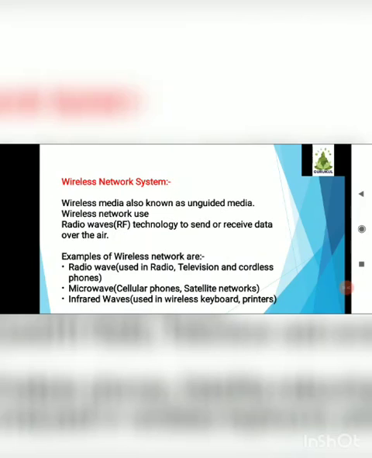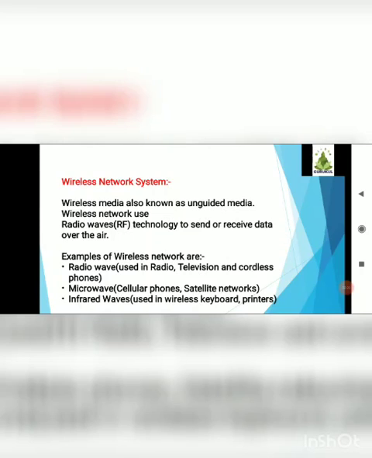Examples of wireless network systems are radio wave, microwave and infrared waves. So what do you mean by radio wave? It is used in radio stations, television and cordless mobile phones. Nowadays we are using cordless phones where no wires are there. In the radio station or the television station, in all these systems, the data is transmitted through the air by using radio wave technology.